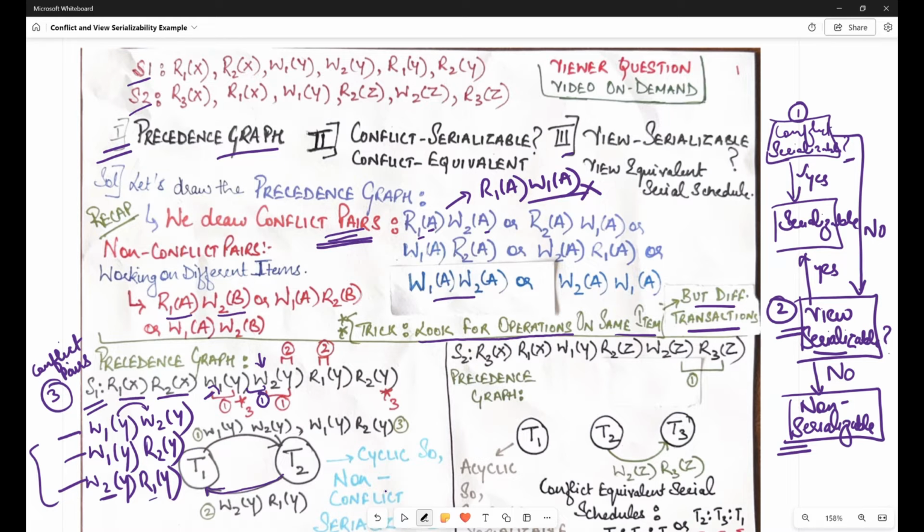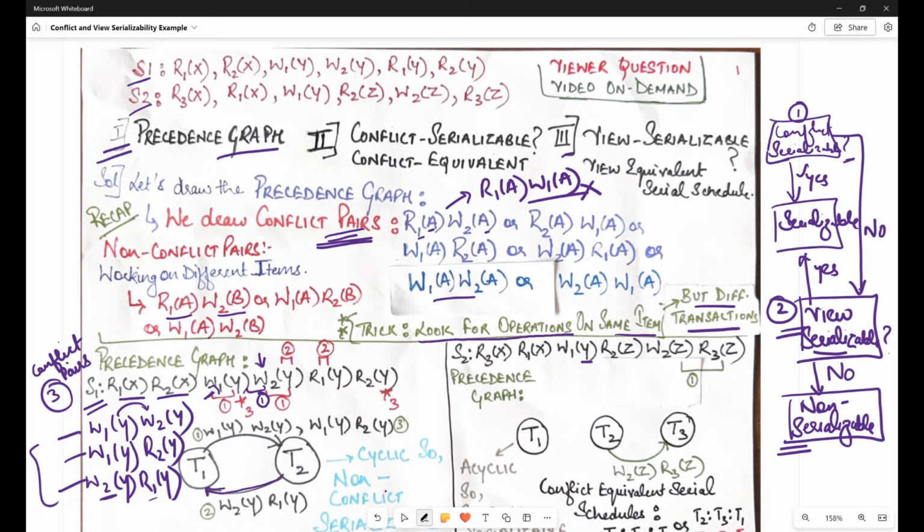Conflict pair occurs only when there is read-write, write-read, or write-write. Okay, so there is no conflict pair because of X item. Let's move to Y. When talking about Y, the item has to remain the same, right? So let's see how many operations we have for Y.